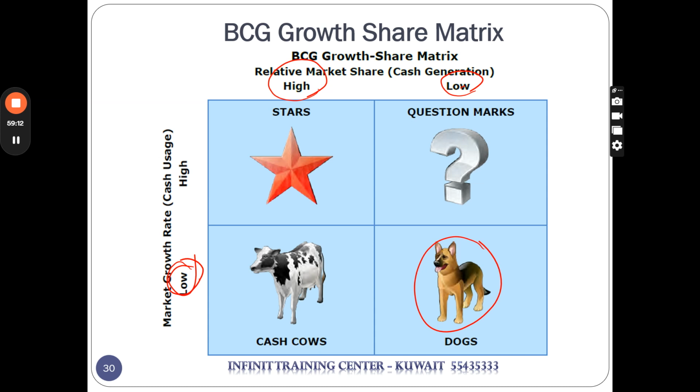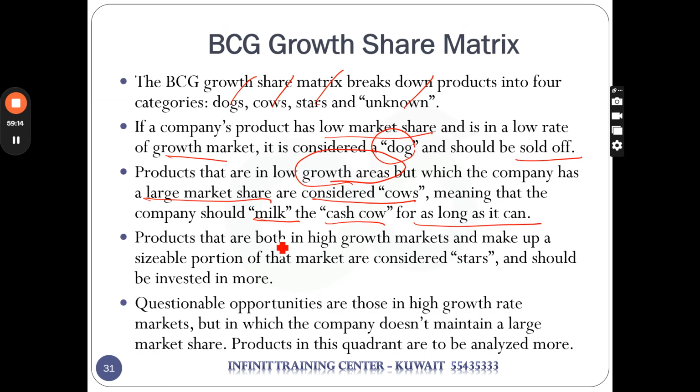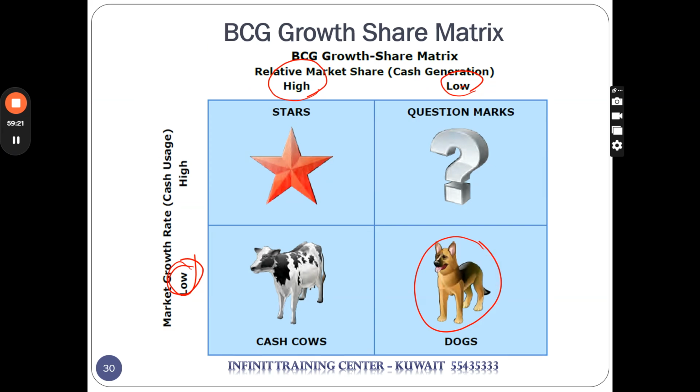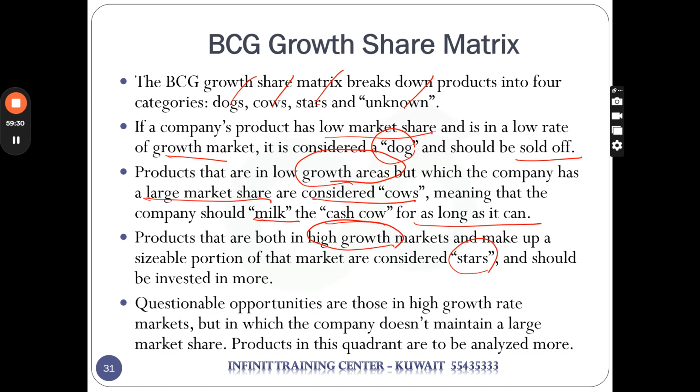That is cash cows. Then you have products that are both in high growth markets and hold a sizable portion of the market share, called stars. Here we can see you have a big market share and the growth is also high. So these products are going to be considered as stars, and you have to invest more into these products.